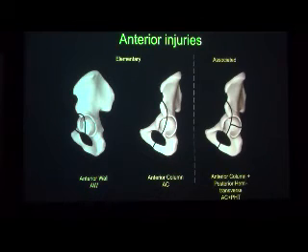Which age group do they typically occur in? It's old age. Usually anterior column posterior hemitransverse is for old age. And the prognosis, good or bad? Is it easy to treat? Difficult? Anatomical reduction? Difficult, because when you reduce one side, you cannot reduce the other side. Usually you need a one stage operation.